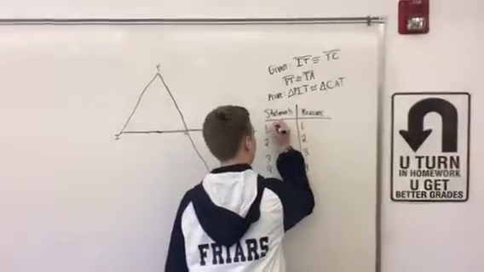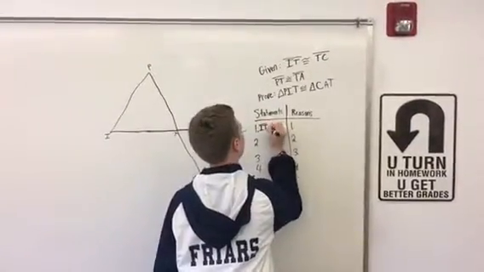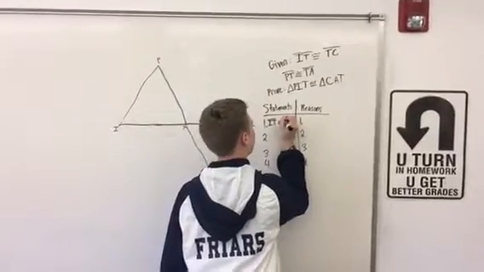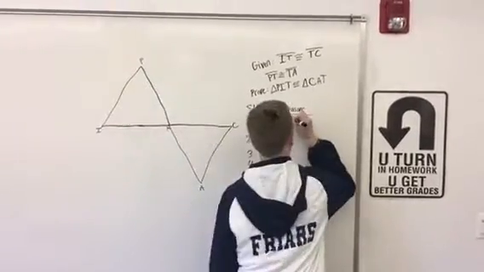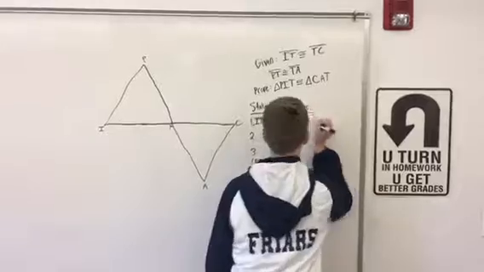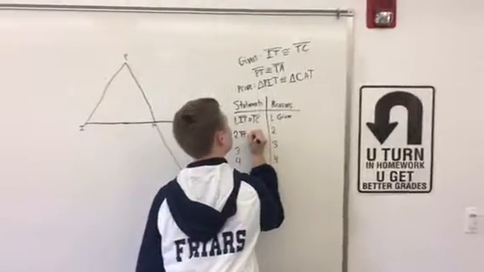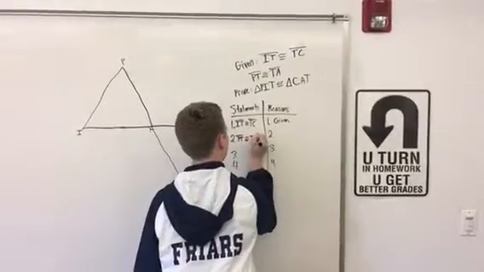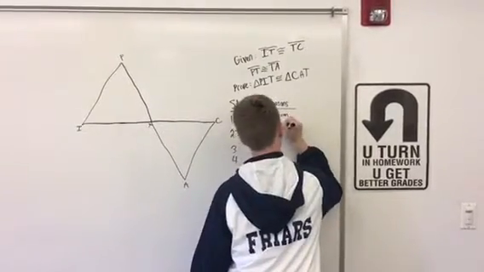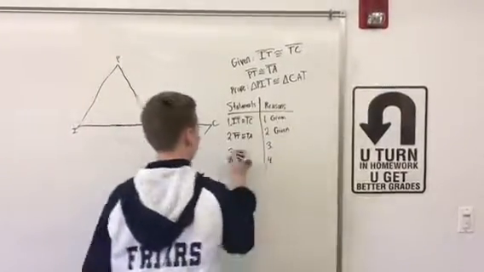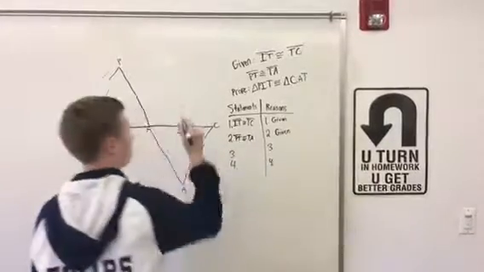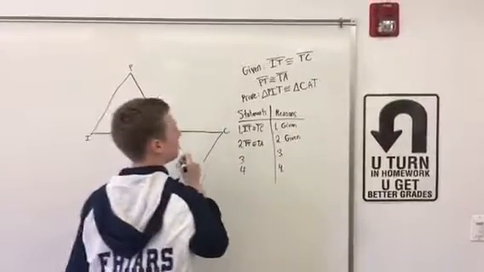Alright, so we got IT congruent to TC. That is given. We know that. PT is congruent to TA. We know that because of given. It is given. Now, we'll mark the diagram, of course.